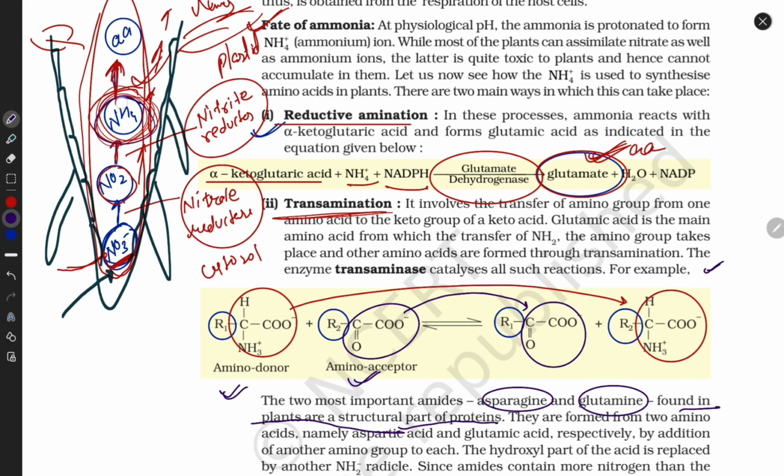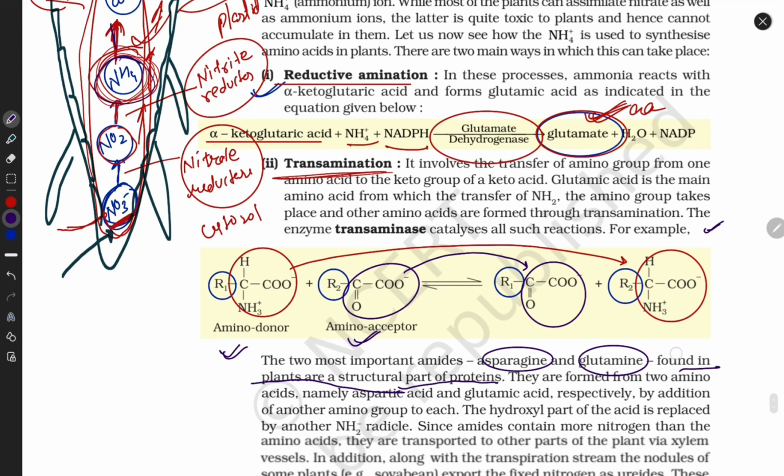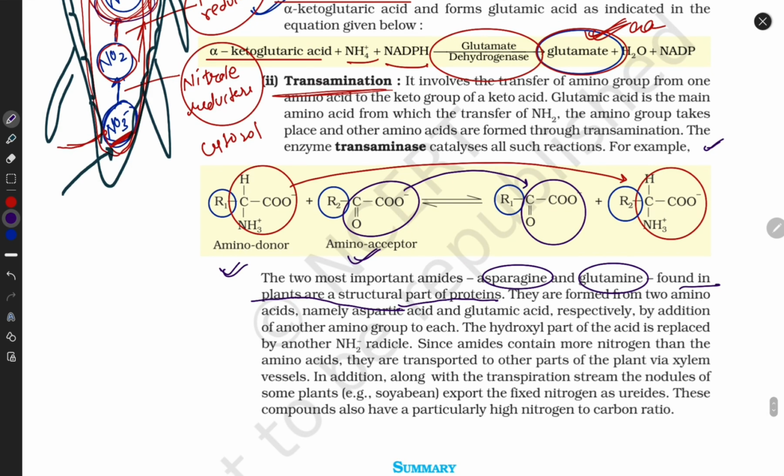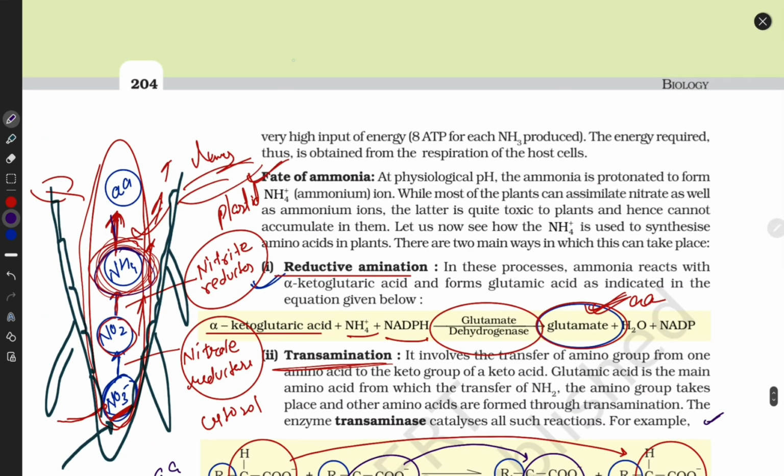Of course, guys, now ammonia changes into amino acids. They are the important structural and functional units of protein. They make peptide bonds and finally produce polypeptides. Polypeptides, and their future is protein. Okay, guys, so that's all about nitrogen assimilation.